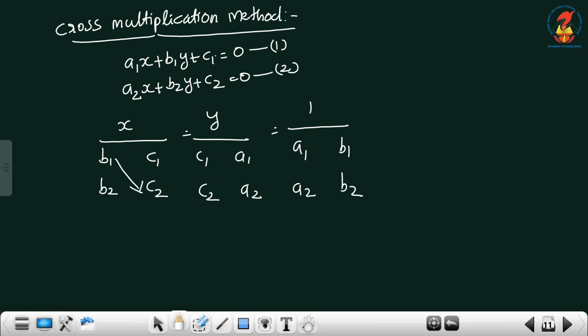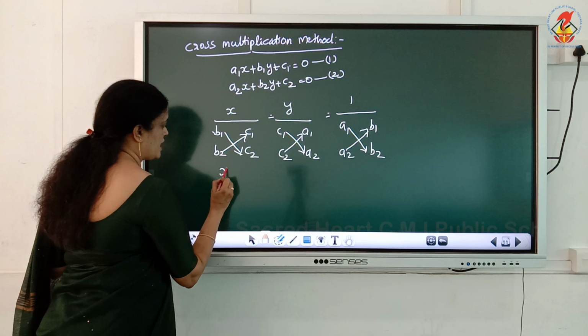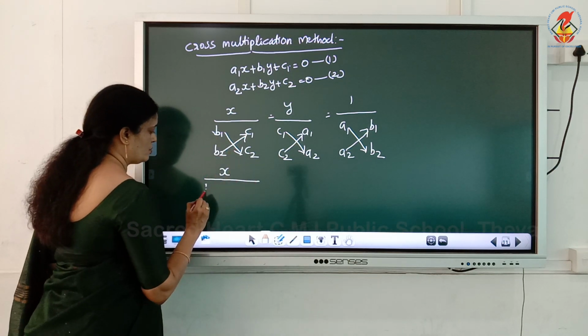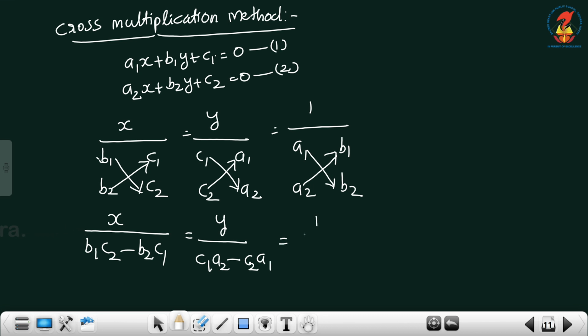Then just cross multiply all the terms. First you start from the downward position, you multiply these two numbers, that means the downward position numbers you multiply. That means x divided by b1 c2 minus, subtracted, b2 c1, equal to y by c1 a2 minus c2 a1, equal to 1 by a1 b2 minus a2 b1.